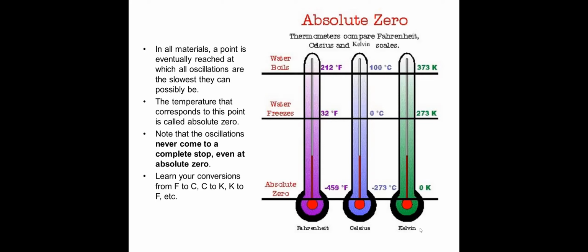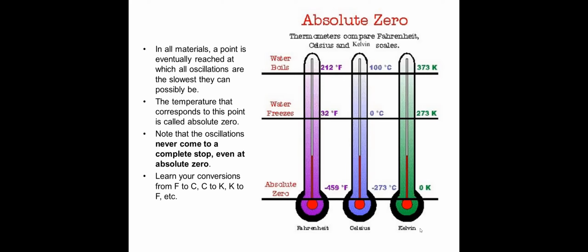Yeah, you guys want to learn how to convert Fahrenheit to Celsius, Celsius to Kelvin, Kelvin to Fahrenheit, etc. And you want to memorize water boiling at 212 Fahrenheit, water freezes at 32 Fahrenheit, and those are equal to 100 degrees Celsius, 373 degrees Kelvin, 0 degrees Celsius, and 273 degrees Kelvin. You want to have these in the back of your mind. You're going to use them in calculations.